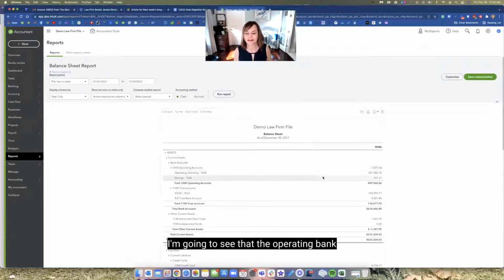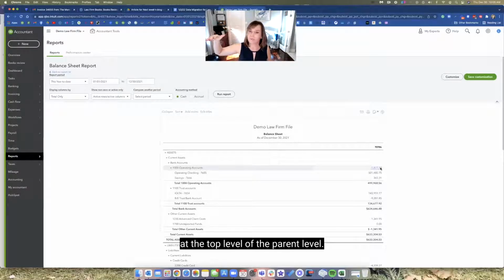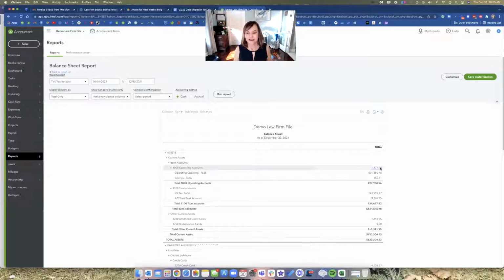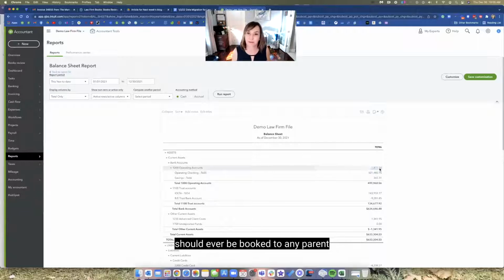As soon as I come in here, I'm going to see that the operating bank account has a transaction posted to it at the top level. So it's the parent level. We usually make this hierarchy of a parent level, and then the bank accounts actually live below. If they've got multiple operating accounts or multiple trust accounts, we will create a parent trust account and then sub them down. That way we can take a look at them at a high level and see which one has an issue if the trust goes out of balance. This is something that you'll see. Nothing should ever be booked to any parent account, which you will notice as we go through this work. Don't forget to go back to the books review if you have to see any of that, because a lot of this can get handled there.